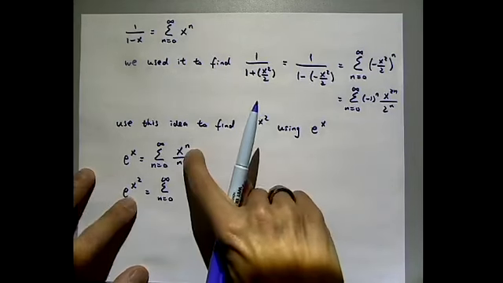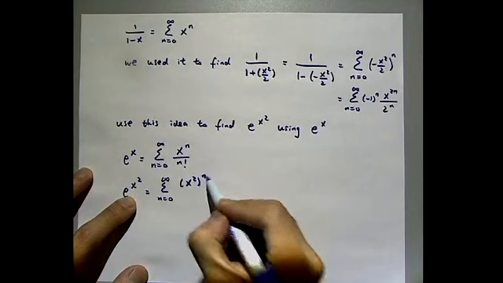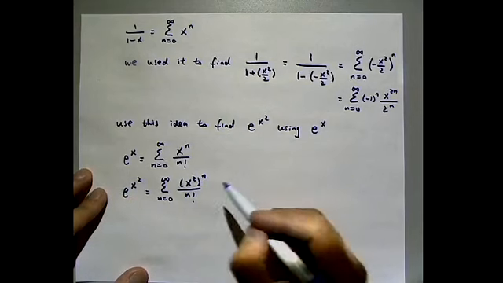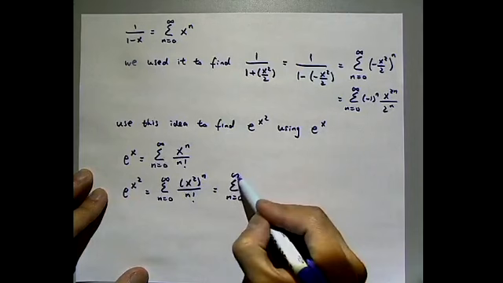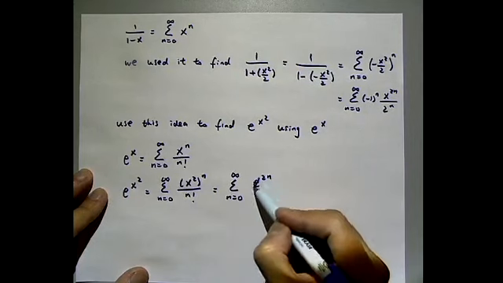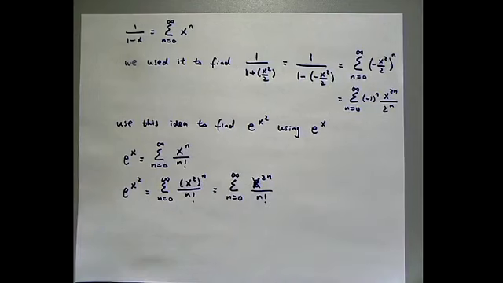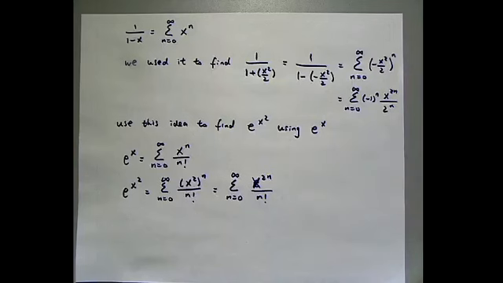And that x turns into x squared, right? Like that. Oops, x, sorry. So that's x to the 2n over n factorial.